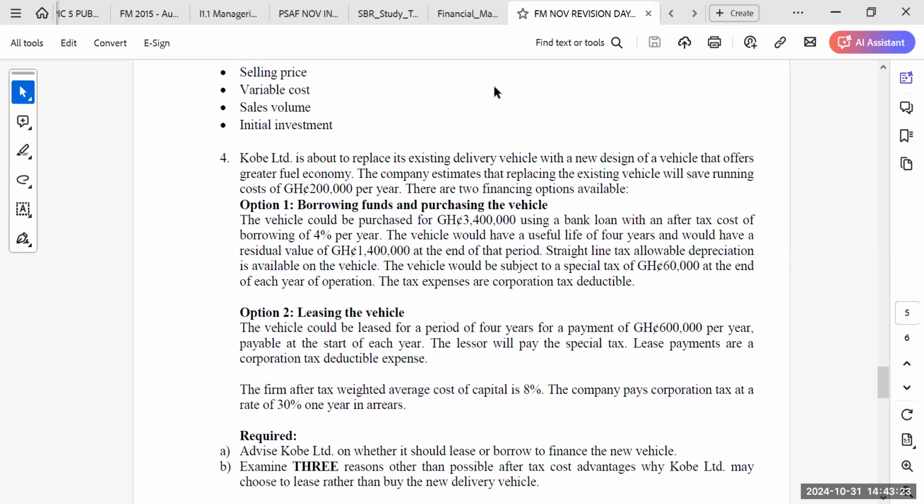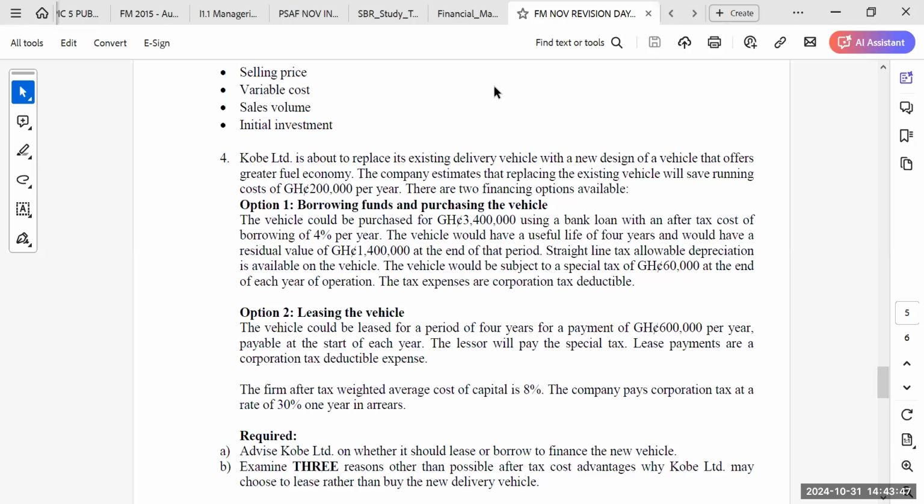So whether you are replacing the vehicle by buying it or leasing a different one, the new one that you are going to be bringing will give you a cost savings of 200,000 per year. There are two financing options available. Option one, we want to borrow funds and purchase the vehicle. So we want to buy the vehicle or lease.